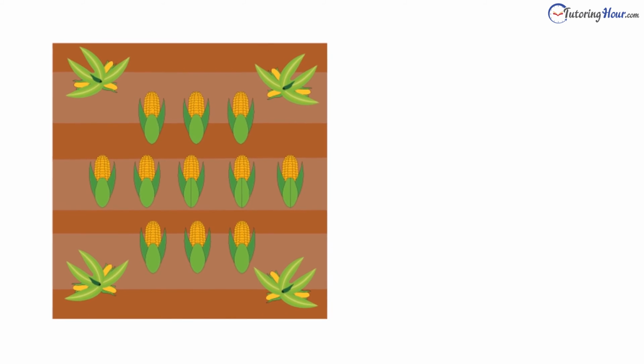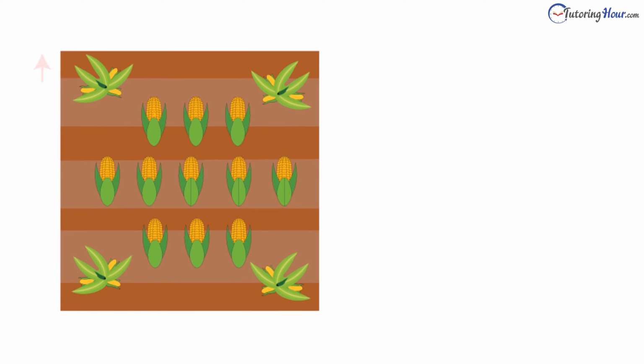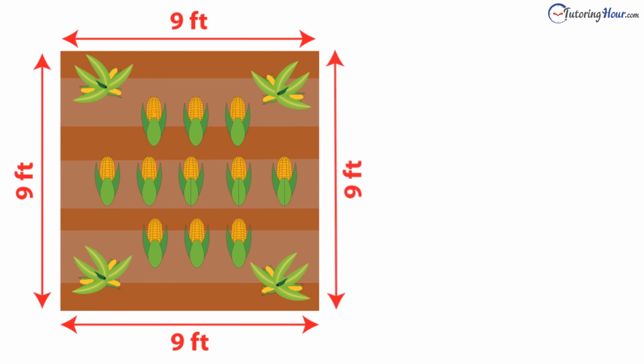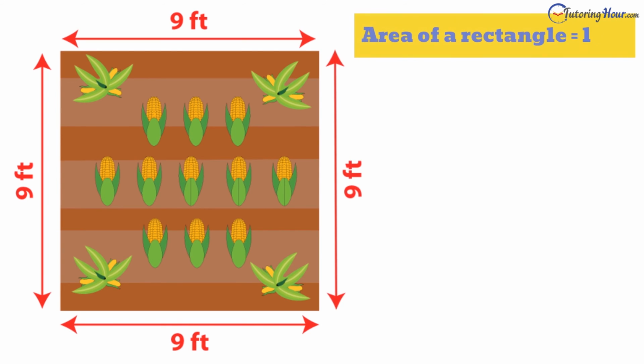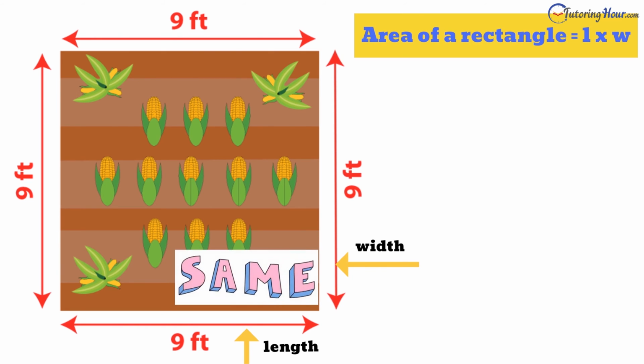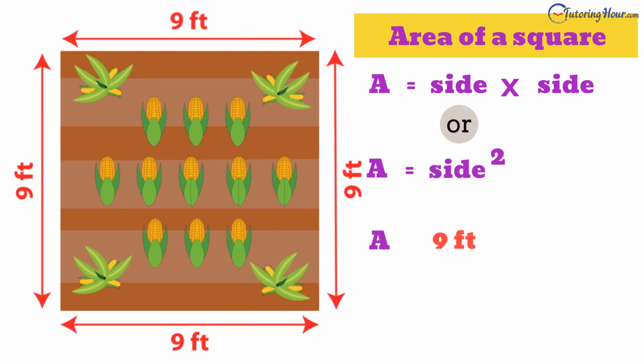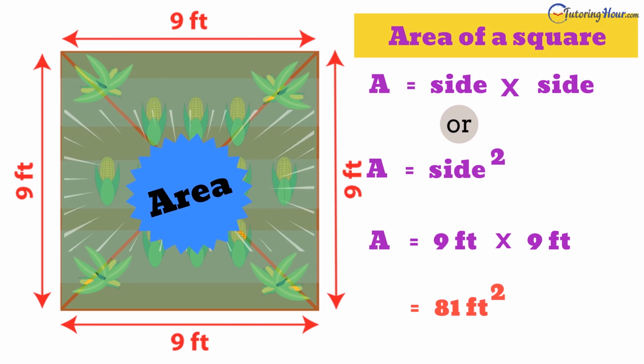Up next is the square-shaped corn patch. Let's find its area. Each of its sides measures 9 feet. The area of a rectangle is length times width. The length and width in the case of a square are the same. So the formula to find the area of a square can be written as side times side, or side squared. Hence, we have 9 feet times 9 feet. And the area of the square corn patch is 81 square feet.